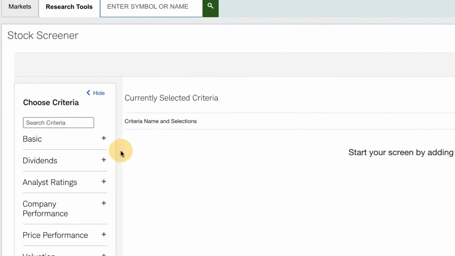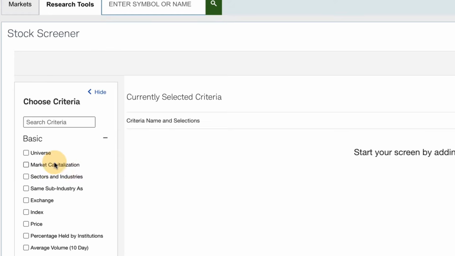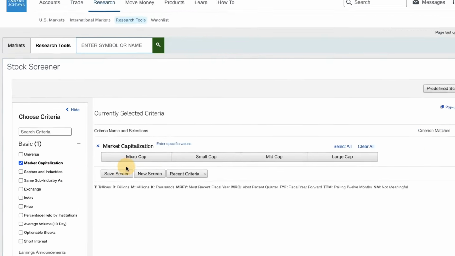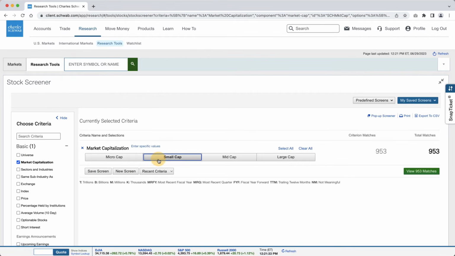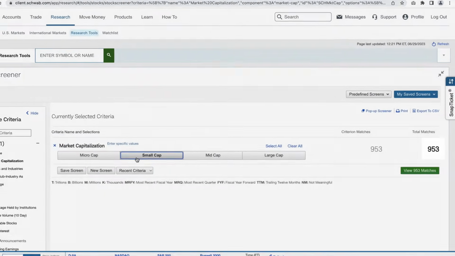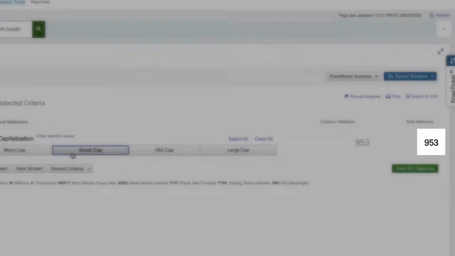To do that, I'll open the Basics section and then check Market Capitalization. Then we'll select Small Cap. To explain why we're choosing small cap for this example, let's pause and think about what a growth investor is looking for. They're hoping for price to appreciate, to go up. Obviously, large cap companies can also grow in size and in price, but a small cap stock conceptually may have more room to the upside. So that's one criterion that we've selected. As you can see, that narrows our search down to 953 companies.